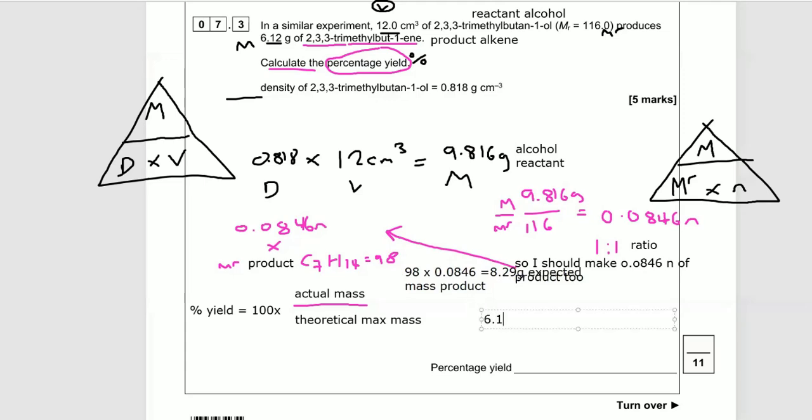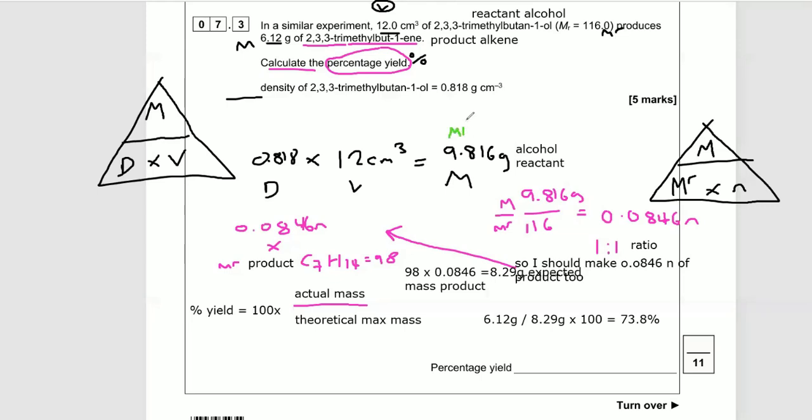So what did we actually get? We actually got 6.12 grams. We should have got 8.29 grams. So we do 6.12 divided by 8.29 times 100. Bob's your uncle, Fanny's your aunt, 73.8%. Boom! There we go. And that's for our 5 marks.